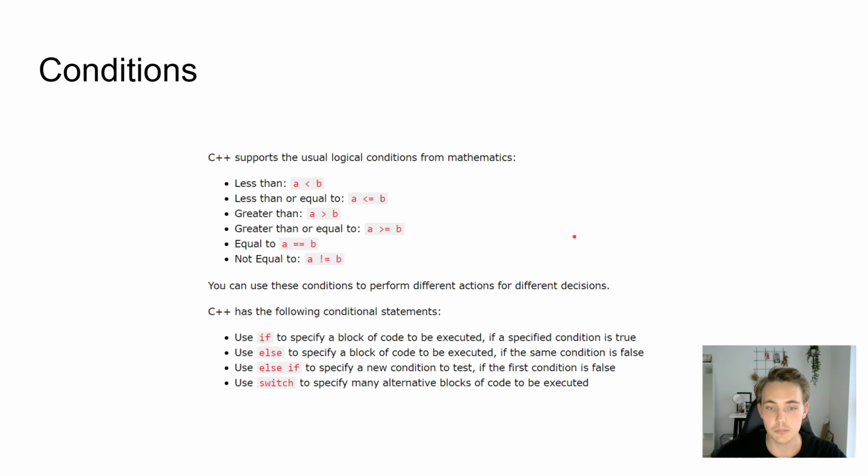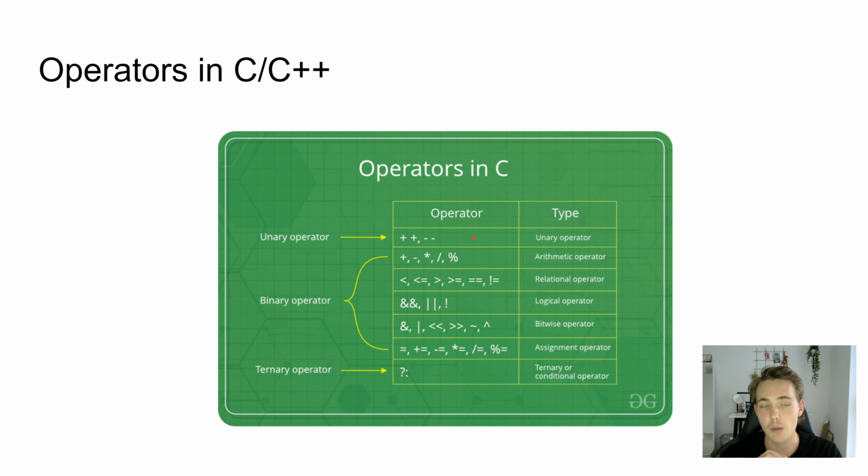So the first example here is the operators in C and C++, which are pretty much the same. The first one we have is the unary operator, where we can increment or decrement a variable. So if we call, for example, x++, then we'll increment that variable by 1, which is the unary operator here if we use these two plus signs.